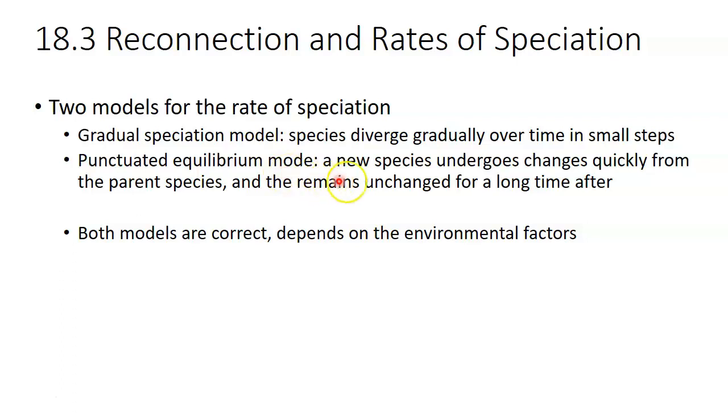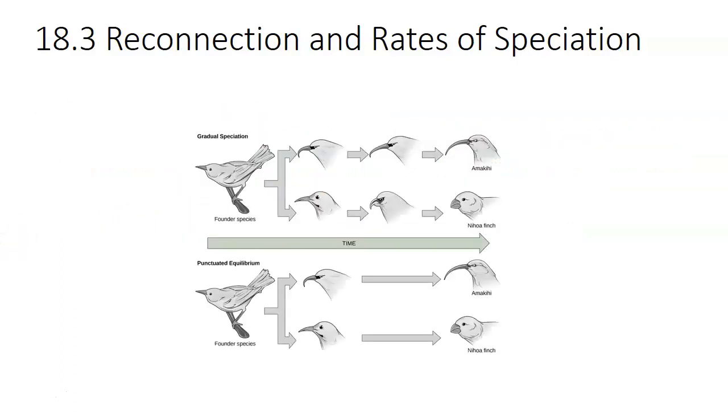What this model says is that new species undergo really quick changes from the parent species and then remain unchanged for a long time. So evolution is punctuated throughout evolutionary history. Big change happens, and then we have stasis for a while. And then a big change happens, and then we have stasis for a while. And again, both models are correct.